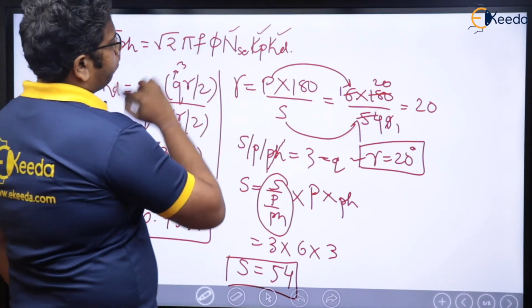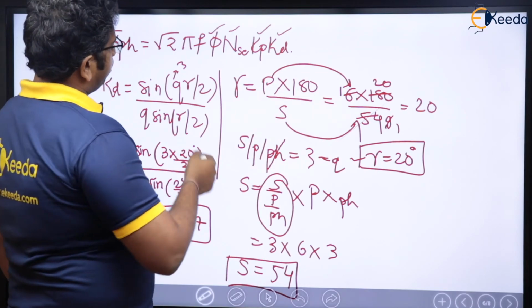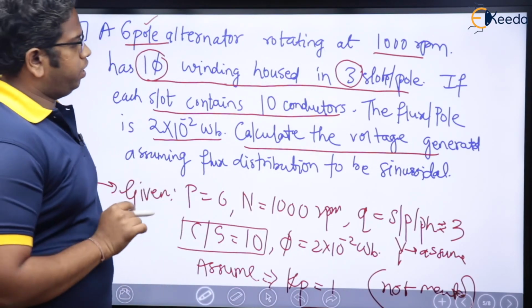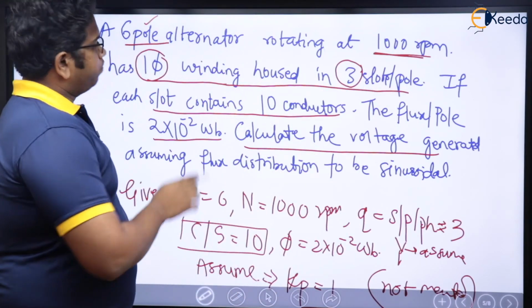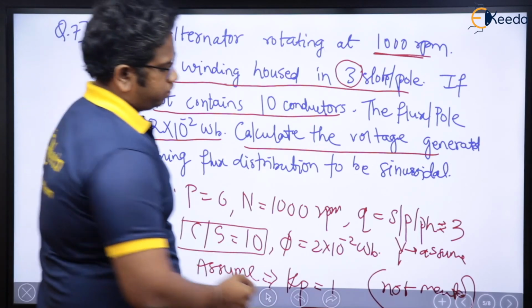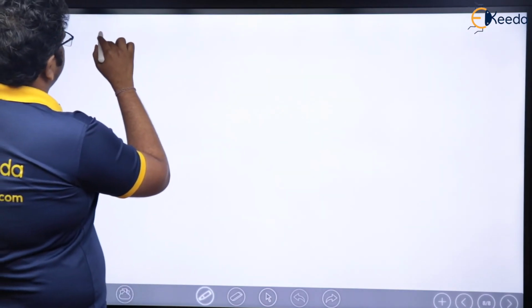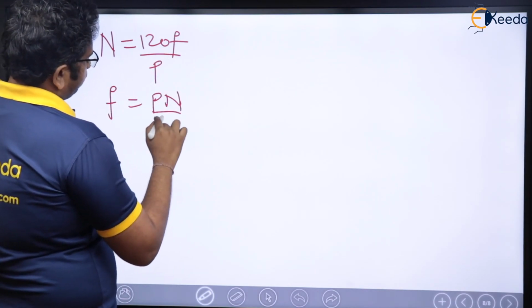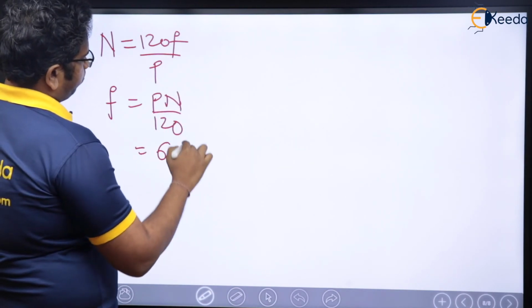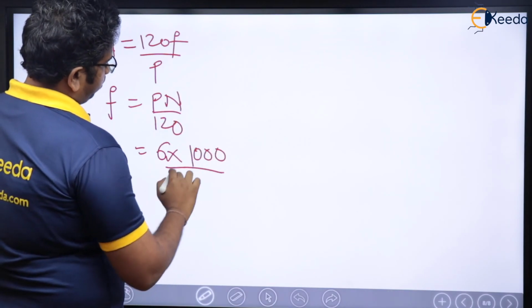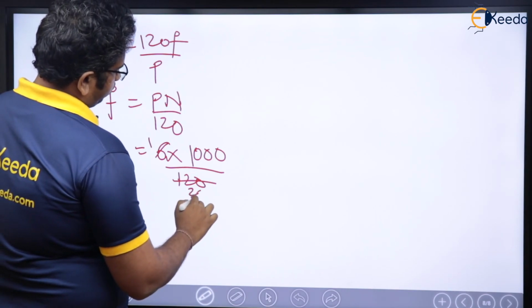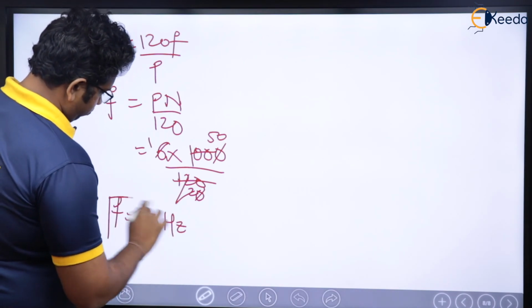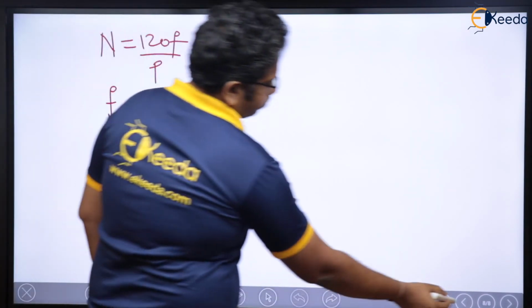Next, what is flux? Already they have given in the question, flux is given. Now, what about frequency? Let us see. They have not at all mentioned frequency, but they have given us that it is rotating at 1000 RPM and we also have the number of poles. So N is equal to 120 f upon P, so f is equal to P N by 120, which is the number of poles 6 multiplied by speed of rotation 1000 divided by 120. 6 ones are 50. So f is equal to 50 Hz. So frequency is also known.